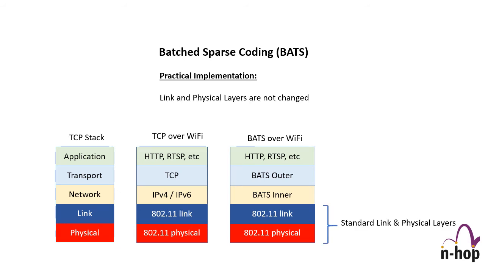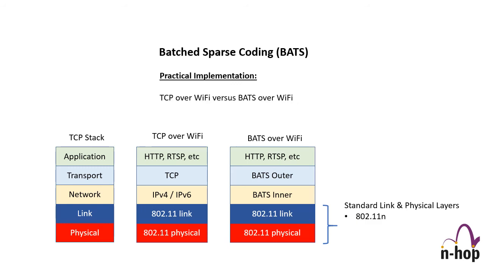This is important because it means that any enhancements to the 802.11 specification can be deployed in the link and physical layers, and the BATS codes will work in just the same way. Therefore, when standard Wi-Fi achieves higher bit rates, those benefits will become available in any BATS system.